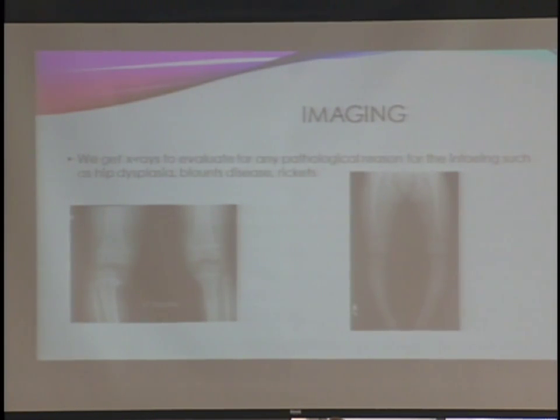So when we evaluate somebody for intoeing in our office, we always get AP legs. What we're looking for is any pathological reason. And I'm sorry, it's really hard to see on this screen, but this right here is Blount's disease. This is called tibial beaking, just evidence of Blount's disease. And then this one right here is rickets, and it's very hard to see, but you can see these cupping changes right here. The cupping is not like Blount's disease, where there's abnormality of the proximal tibia only. In rickets, it's all of them. You can see it up the femur, the distal femur, the proximal tibia, the distal tibia, and then there's that cupping.